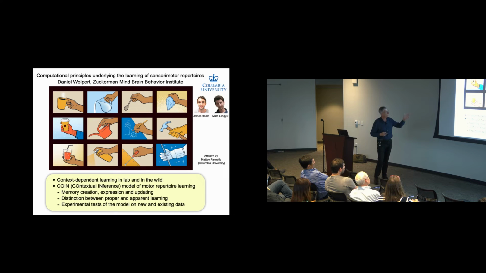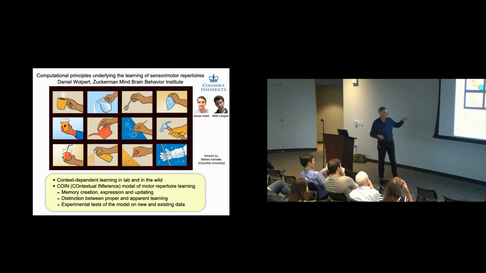So today I want to talk about work primarily done by James Heald, who was a PhD in the lab and now a postdoc, in collaboration with Mate Lengyel, who's from Cambridge, to talk about how you manage a repertoire of memories. I'm going to start by talking about context-dependent learning, both in the lab and in the wild, just to give you some overview of how we think about it. And then for the rest of the talk, I'm going to focus on a model we've developed called the COIN model, which puts contextual inference at the center of managing the repertoire.